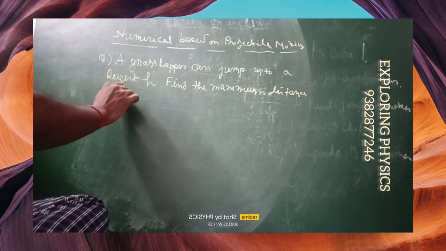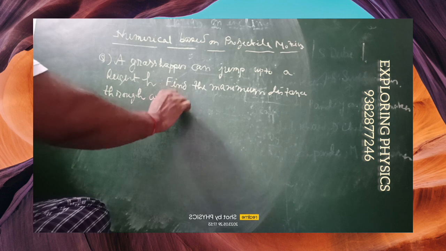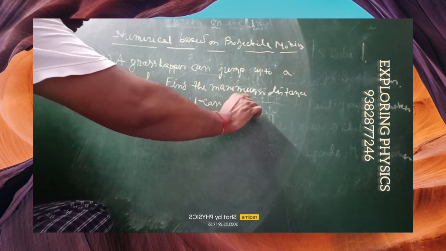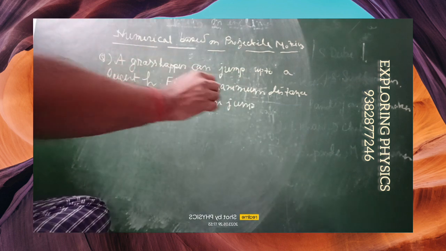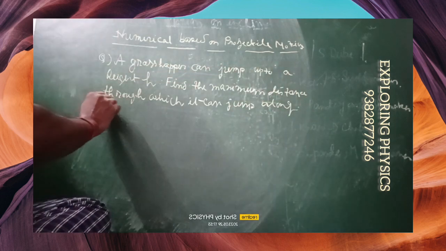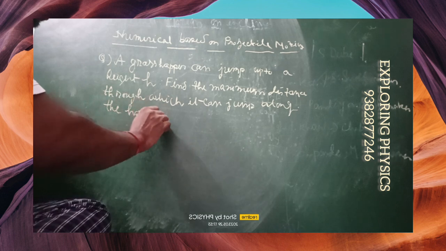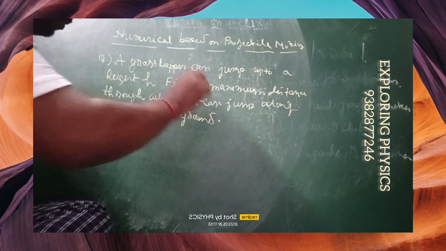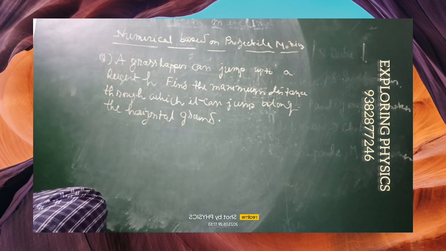It can jump along the horizontal ground. Now copy this numerical first, then you solve it.